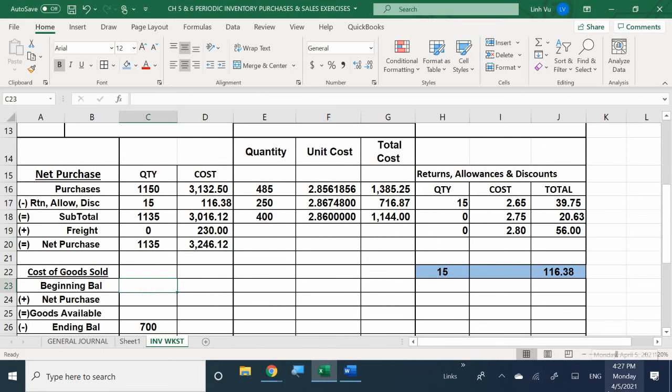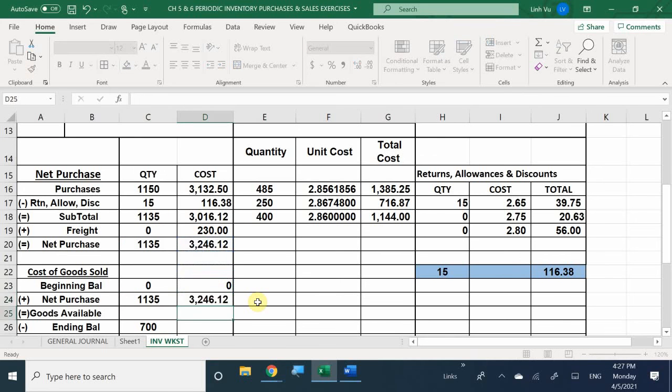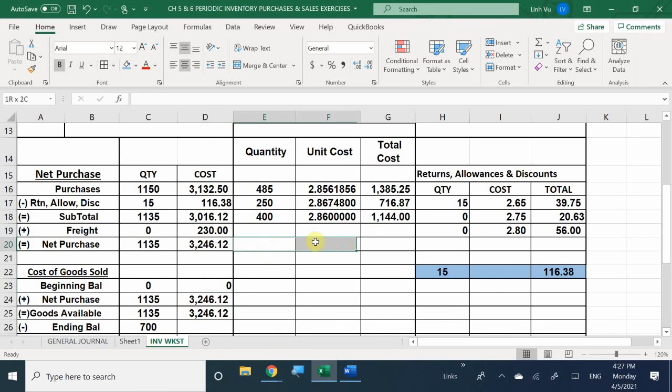All right. Once again, we're assuming that we're starting our company from scratch, so there is no beginning inventory. We're going to pull down our net purchases that we solved from above to give us our grand total of goods available. So you're going to add these two numbers together, but because we have no beginning inventory, it's just going to be the exact same numbers. Okay? So this is your total goods available, which up here, right? I'm going to go ahead and solve this real quick.